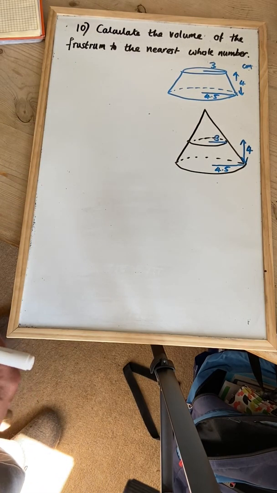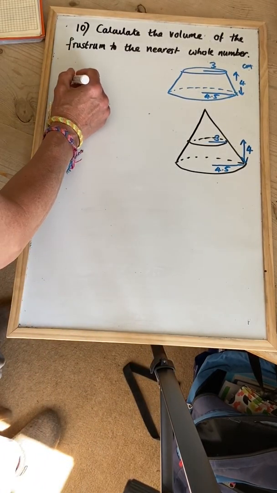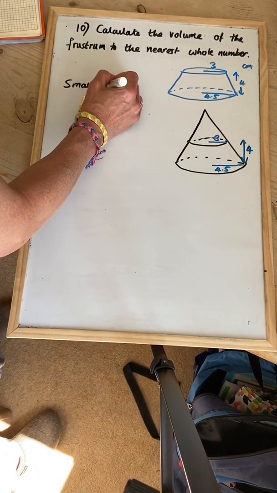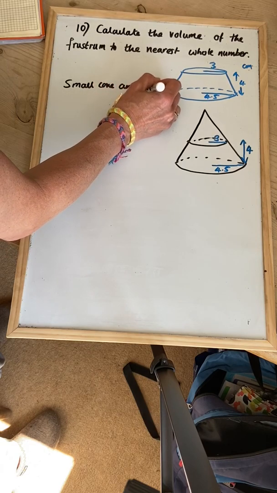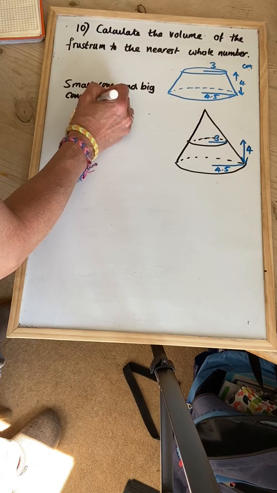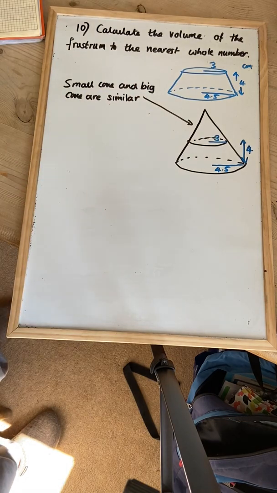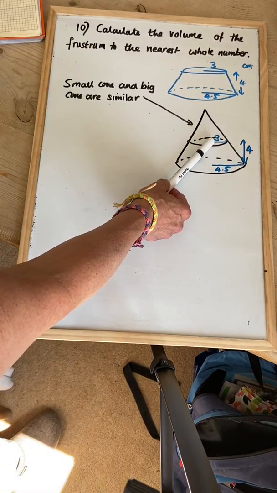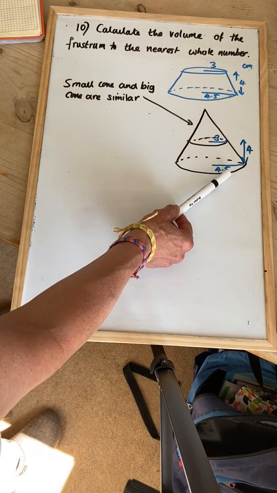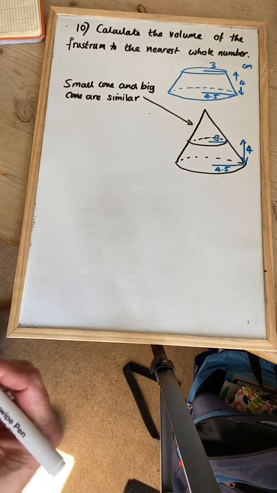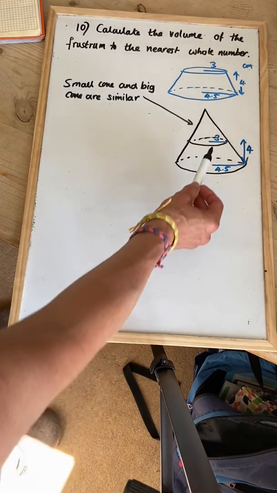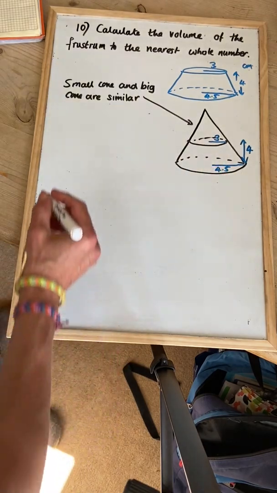If they are similar, which we know they are, so I'm going to write that down here. Small cone and big cone are similar. That means that if we've got a corresponding measurement for those two cones, we can work out a scale factor, be it a linear scale factor or a volume or area scale factor. Now we do have a corresponding measurement here. We're going from 3 on our small cone radius to 4.5 on our large cone radius. Because this is just a linear measurement, we can work out our linear scale factor.